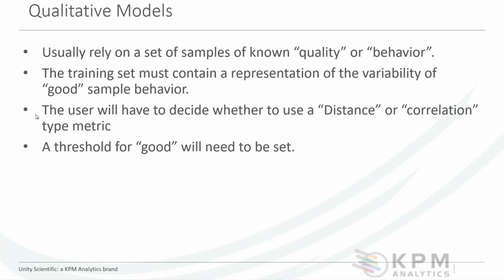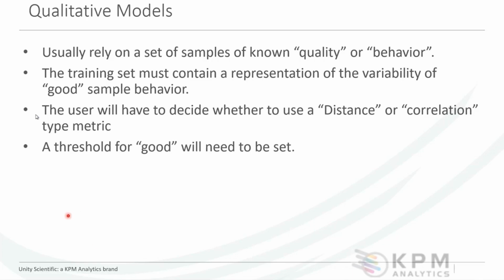So qualitative models usually rely on a set of samples that we deem good or of a proper behavior. So the training set must contain a representation of the entire variability that we describe as good. This should not be just a single sample or 2 or 3 samples. We want a group of samples that will encompass the variability that we deem good or appropriate, and we want those samples that express this variability to be classified as good.